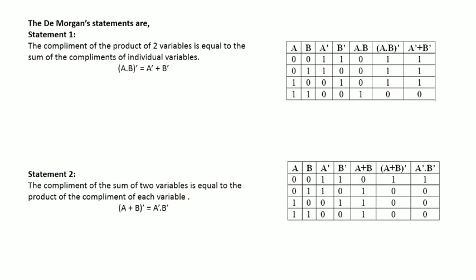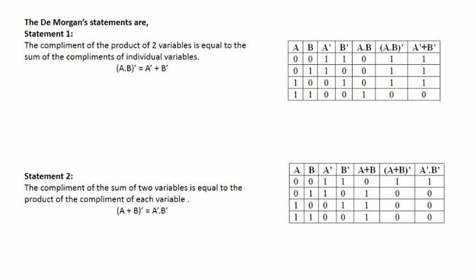The second statement of De Morgan's theorem indicates the complement of the sum of two variables is equal to the product of the complements of each variable. That is, if two variables are a and b, then (a plus b) complement is equal to a complement into b complement. Here the table indicates the variables used, and if you observe the statement, left hand side is equal to right hand side in the table.